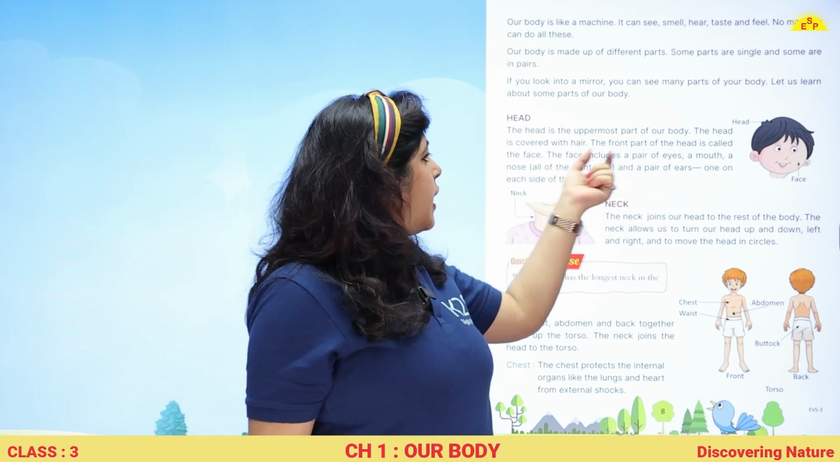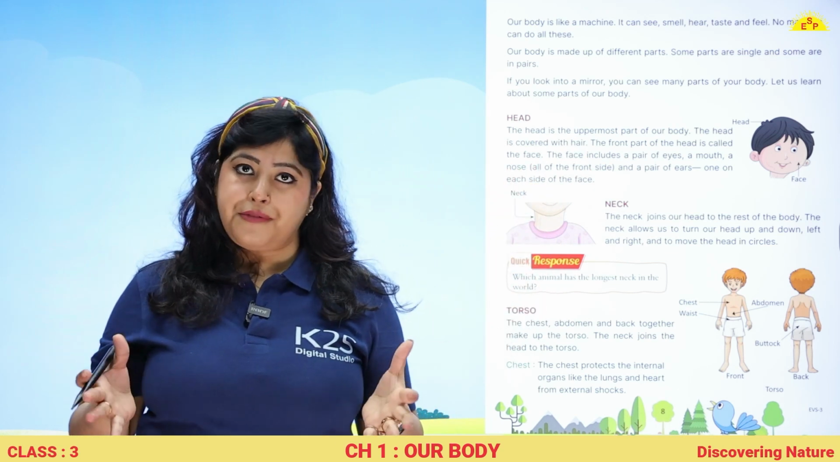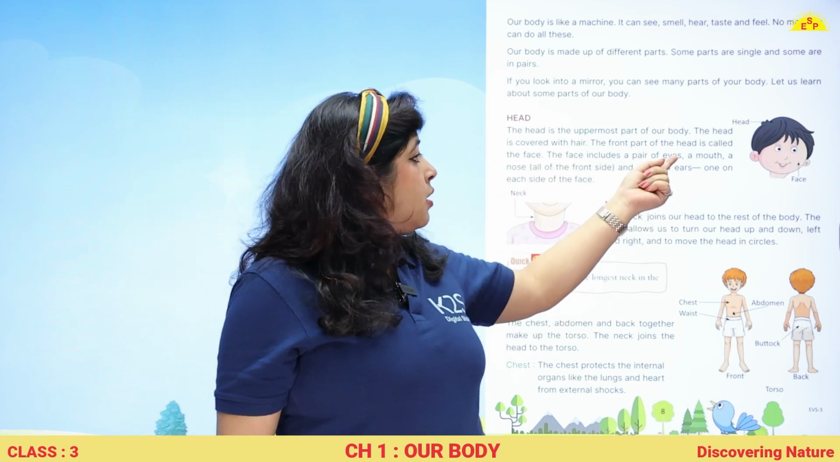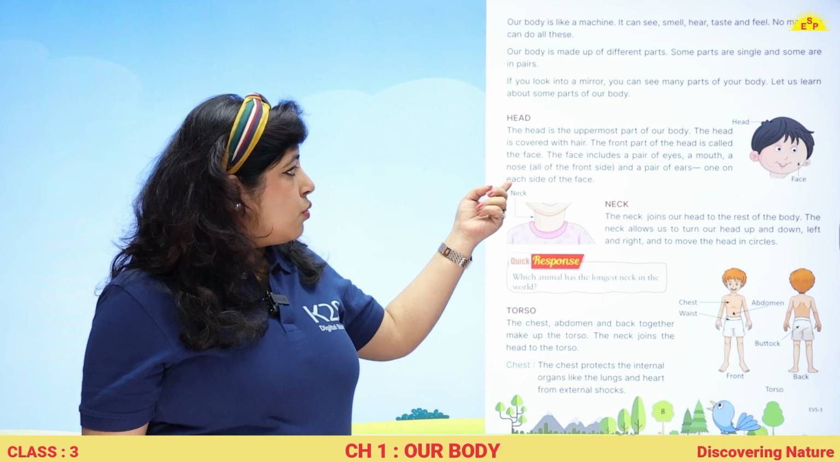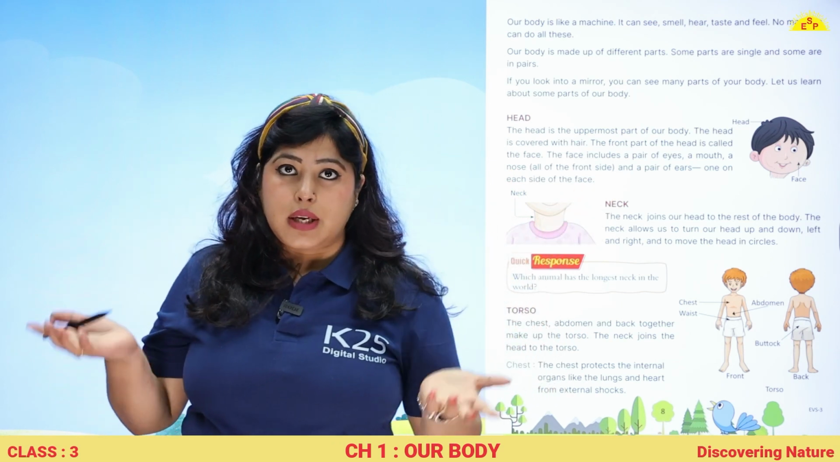The front part of the head is called the face. तो हमारे head का जो front part होता है उसे face कहते हैं. The face includes the pair of eyes, mouth, nose on the front side, and the pair of ears, one on either side.